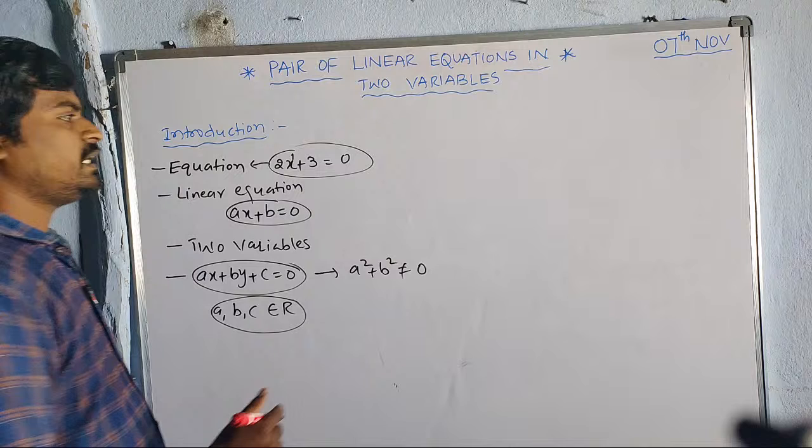So friends, I think you understood. Two linear equations in the same two variables are called a pair of linear equations in two variables. Just observe a1x plus b1y plus c1 equals 0, a2x plus b2y plus c2 equals 0. Here a1, a2, b1, b2, c1, c2 are real numbers. Next, this is the definition completed.